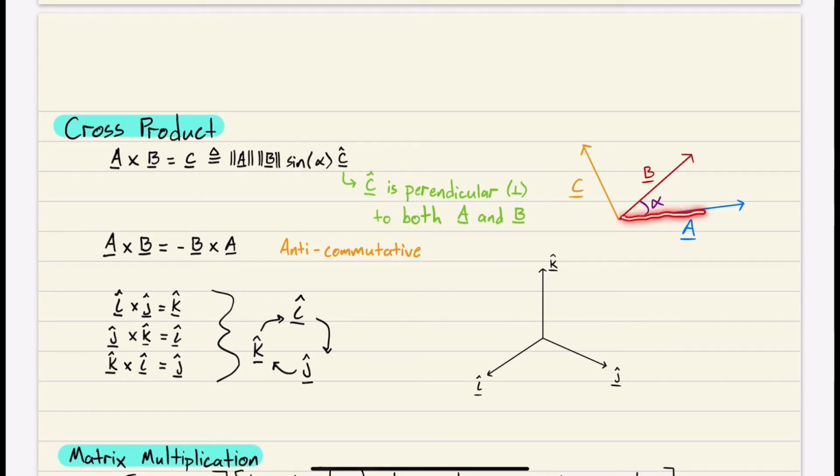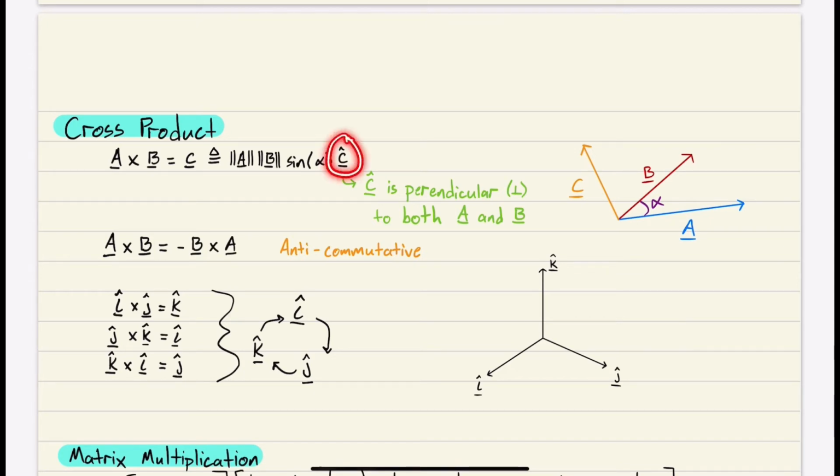So on our right here, we have A pointed in this direction and B pointed in this direction. And then we have the angle between them, which is alpha. If we take A and B, there's a plane that's formed between A and B, and it would be right here. When we cross A and B, we end up with this vector that is perpendicular to this plane. It's perpendicular to both A and B, and it points in this direction right here. That is vector C, the result of the cross product of A and B.